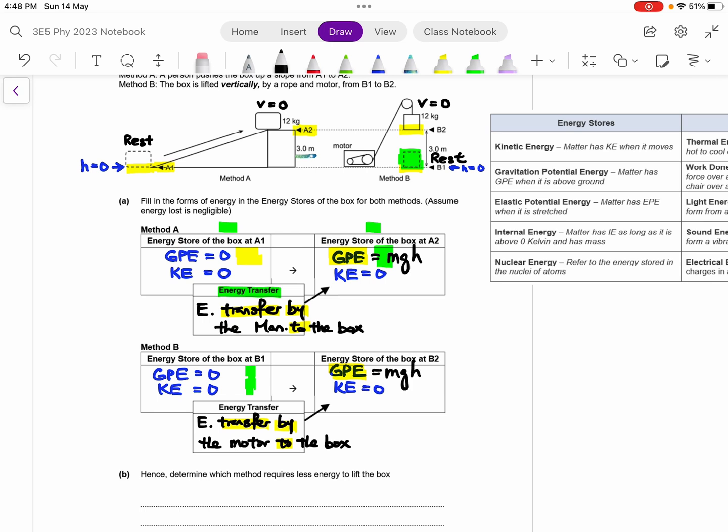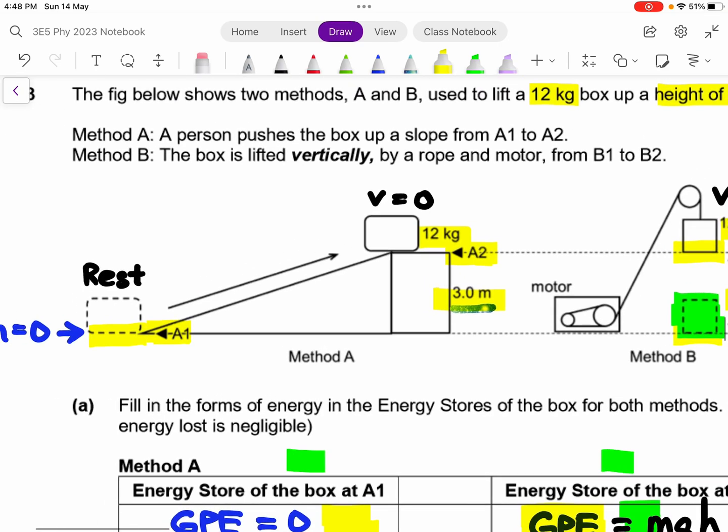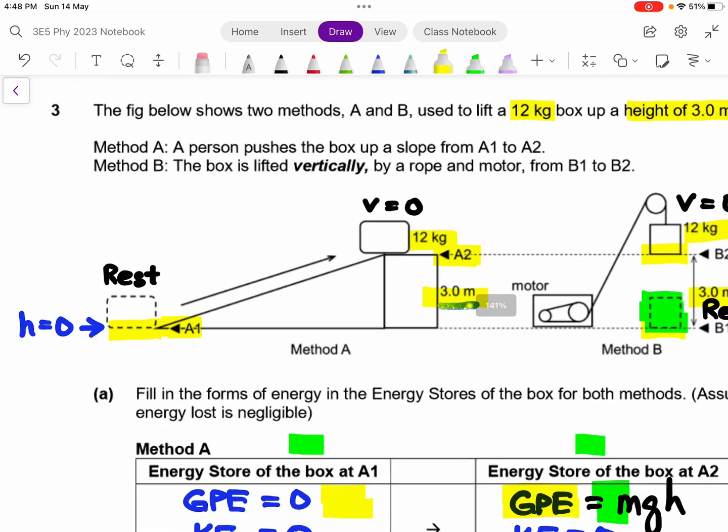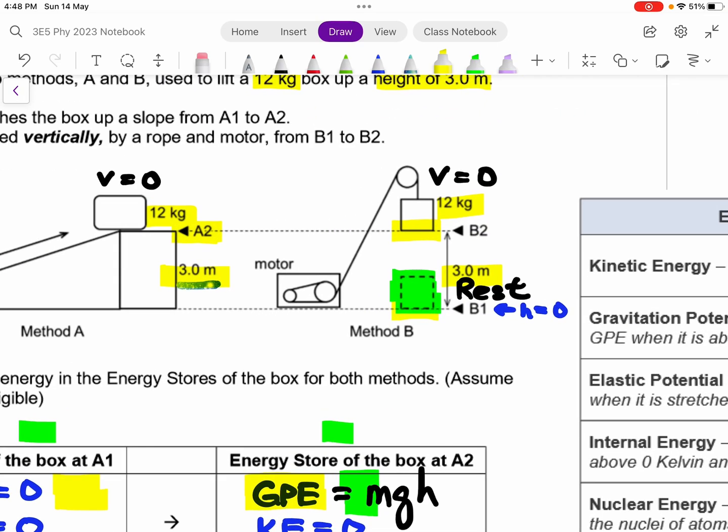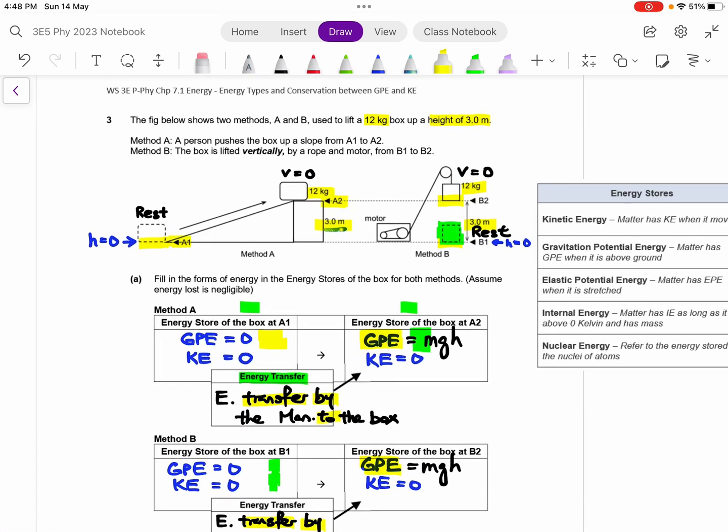And since both boxes have the same mass, m is the same, g is the same, and the amount that it gets lifted up is actually the same. So what does this mean? This means that whether you are pushing up a slope or lifting up vertically, the amount of energy is the same, right, by this calculation.